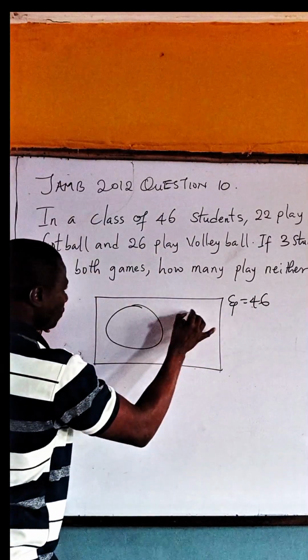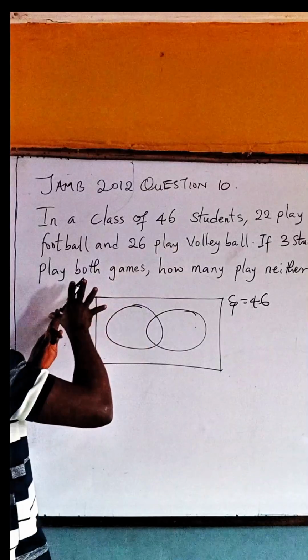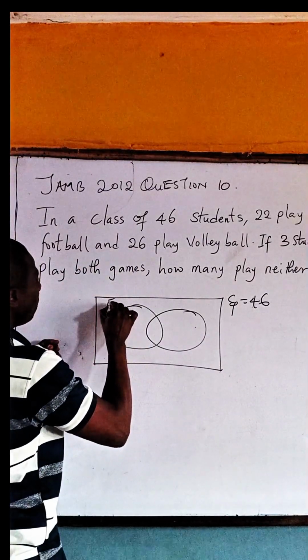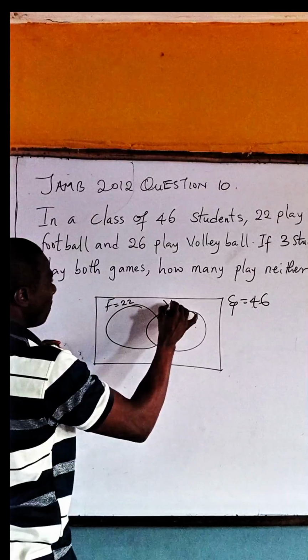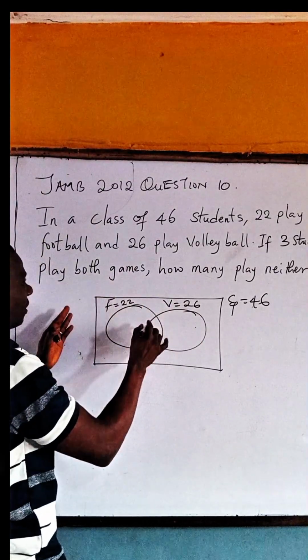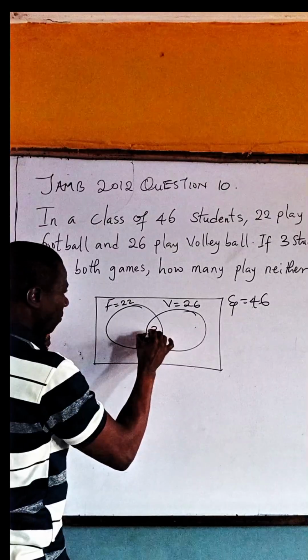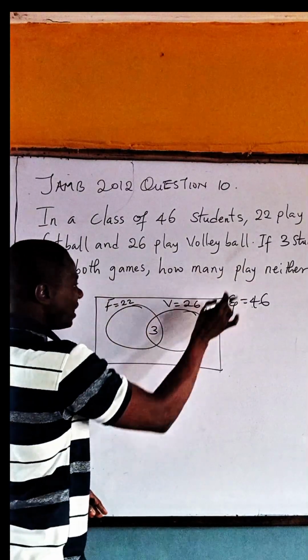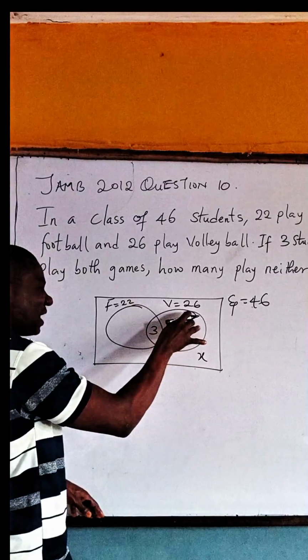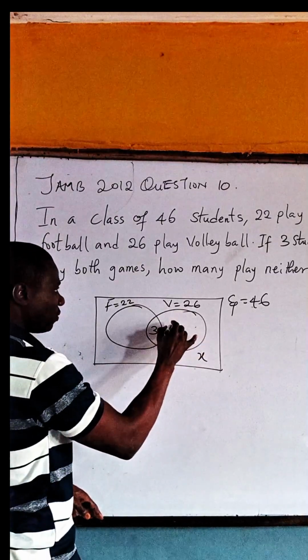Now we are going to have 2 circles inside because we only have 2 sets of events going on. Now, we're told that football is 22, and those that played volleyball are 26. Those that partook in both games are actually 3, so the middle here will be 3. Those who did neither are those that are outside. We can call it X.